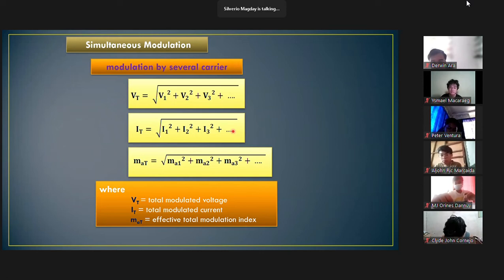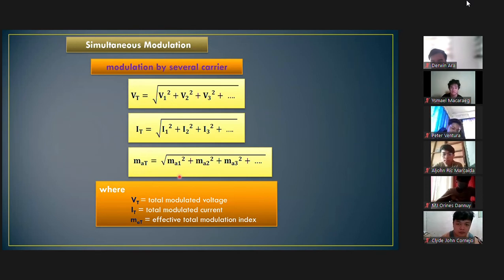How about multiple stages, where we have simultaneous modulation by several carriers? So given several carriers, for the total modulating voltage we take the square root of the sum of the squares of the voltages, the currents, and even the modulation indices. This gives the effective total modulation index, the total modulated voltage, and the total modulated current.